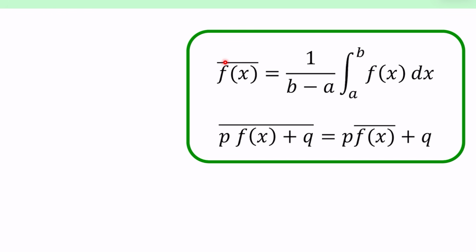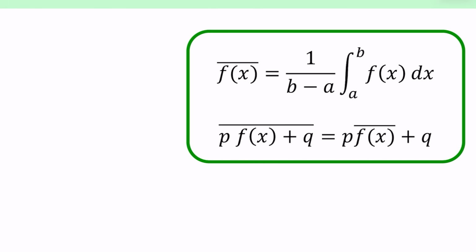Just like in statistics, we use this bar to show the average value of f of x, the mean value of f of x over the interval between a and b. You find the area of the function and you just divide it by the gap of the interval that you've got there.